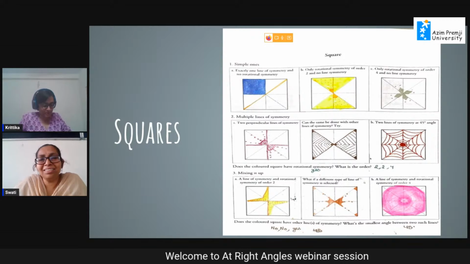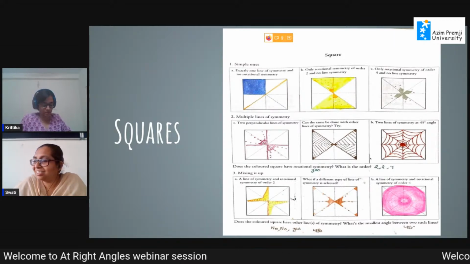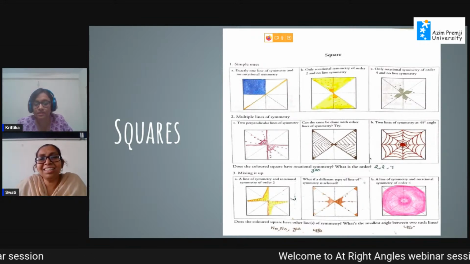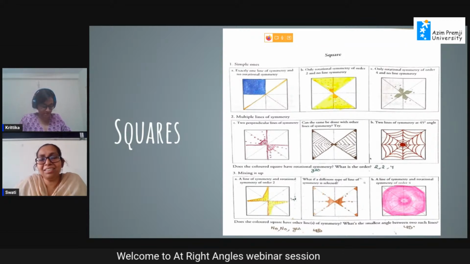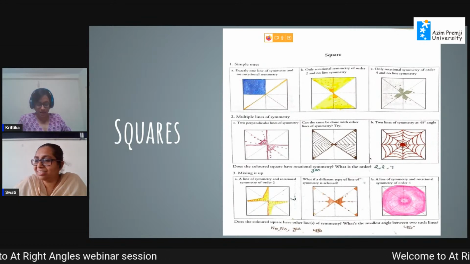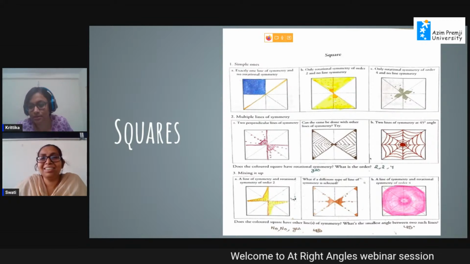And then multiple lines of symmetry. The first one is two perpendicular lines of symmetry, and the next is when the lines of symmetry change, but the degree remains the same. And the last one is two lines of symmetry at a 45-degree angle.